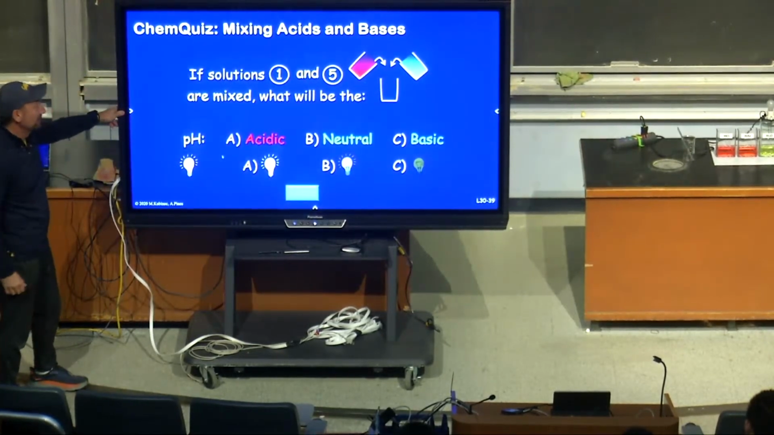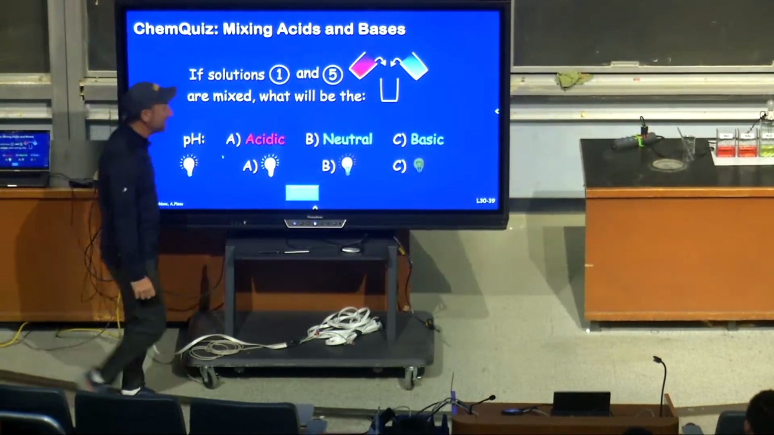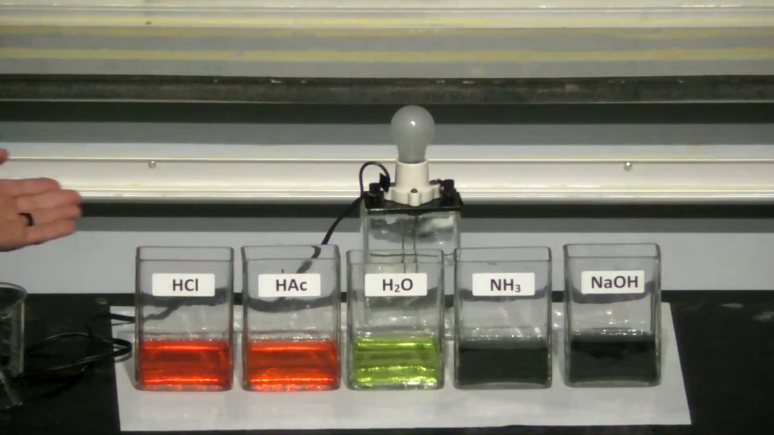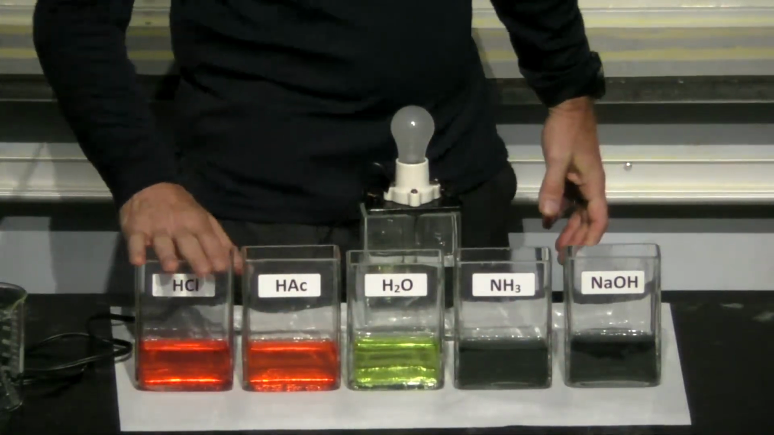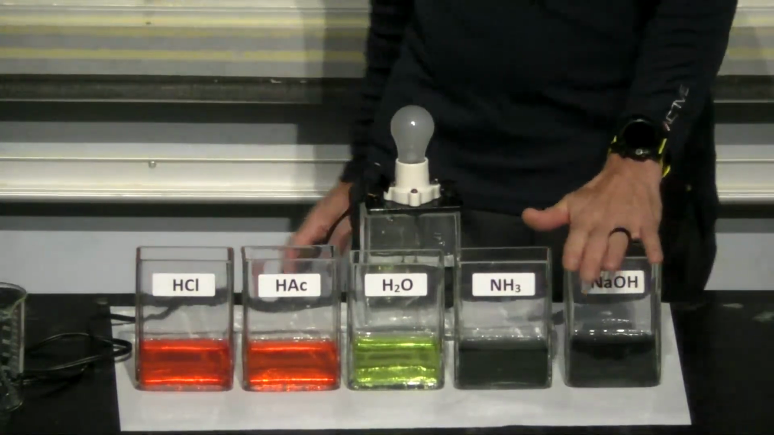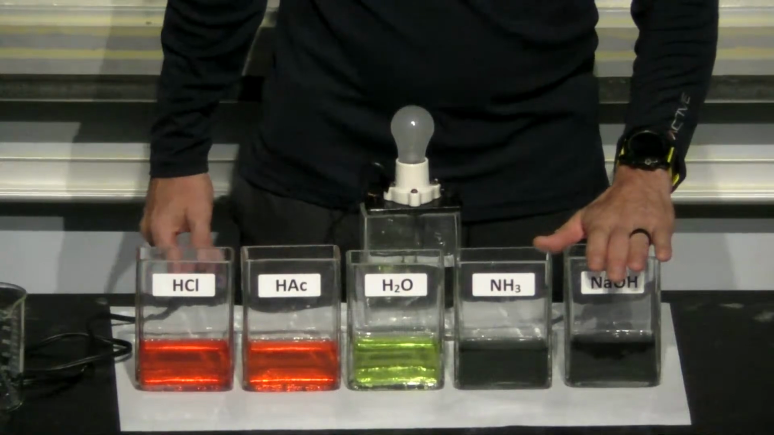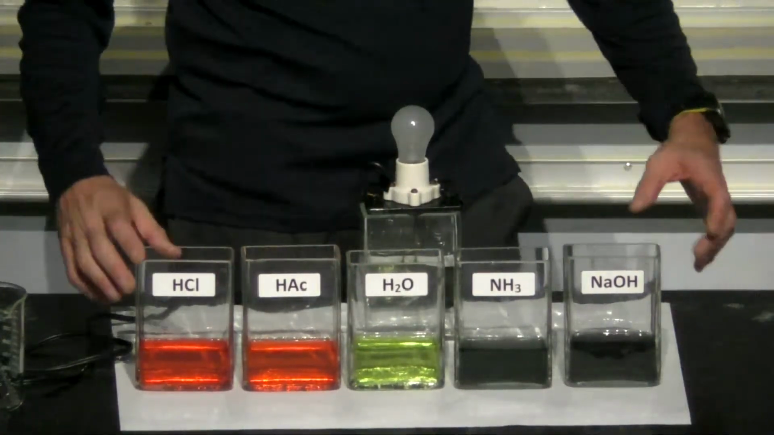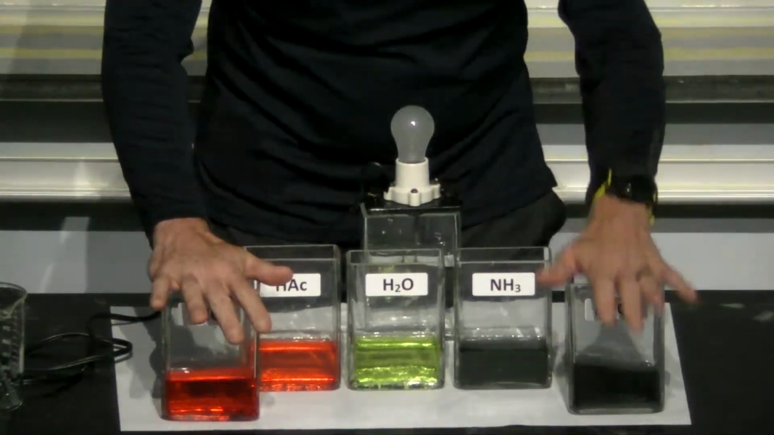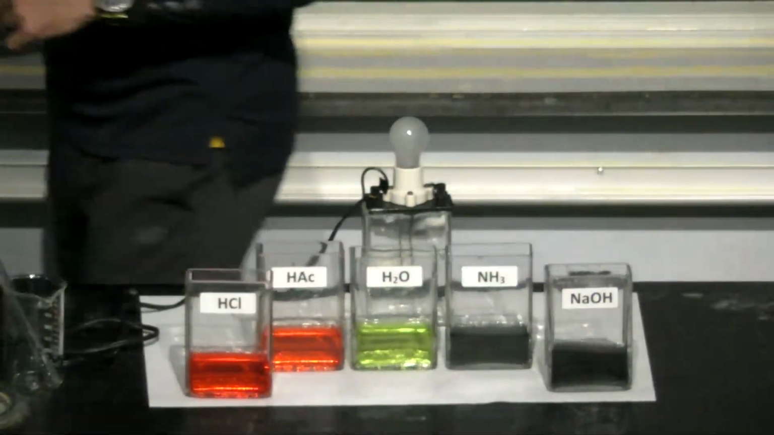Let's mix them together. So if we mix solutions 1 and 5, so that's the strong acid and the strong base together, what do we expect will happen? So neutral pH, so we can also see the colors give you the pH. The reds are the low pHs, acidic. These dark blue greens are the basic, and in the middle, the yellowish is neutral. So what do you expect happens if I mix HCl and NaOH together, strong acid, strong base? What do you expect would happen?